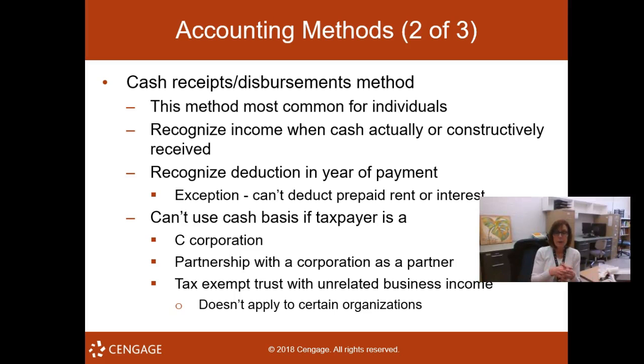And as I said, the IRS places certain limitations on accounting methods. So you can't be a cash basis taxpayer if you're a C corporation, if you're a partnership that has a corporation as a partner, or a tax-exempt trust with unrelated business income.